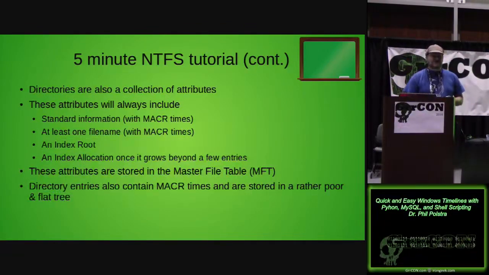They have this tree structure, they have something called an index root, and if they grow a little bit beyond like 3 to 5 entries, they have things called index allocations. So index allocations are this tree structure stored out in clusters on the disk. So these attributes are all stored in the MFT. And guess what? Those directory entries that are stored out in these index buffers and index allocations also contain macro times. So now you've got at least 3 different places that you will have all these timestamps.